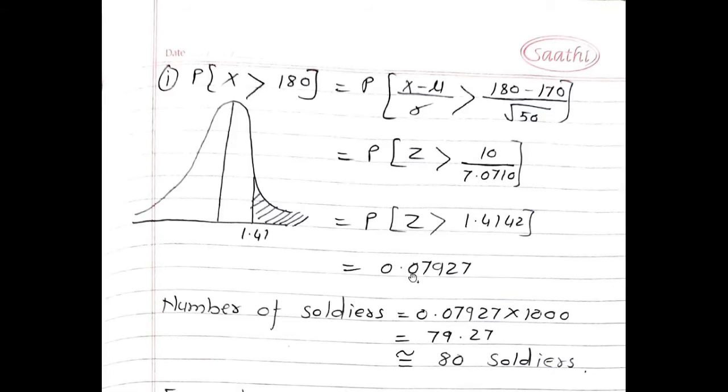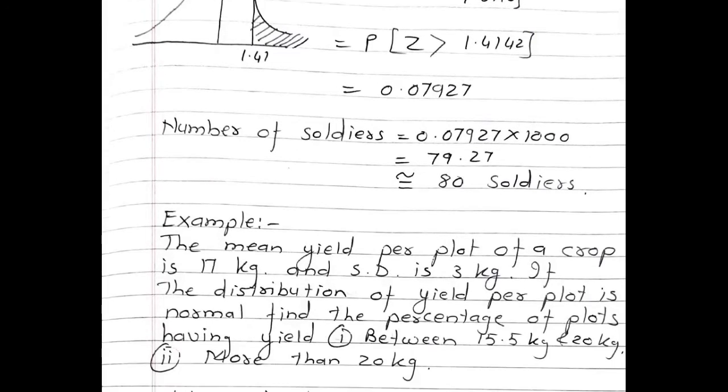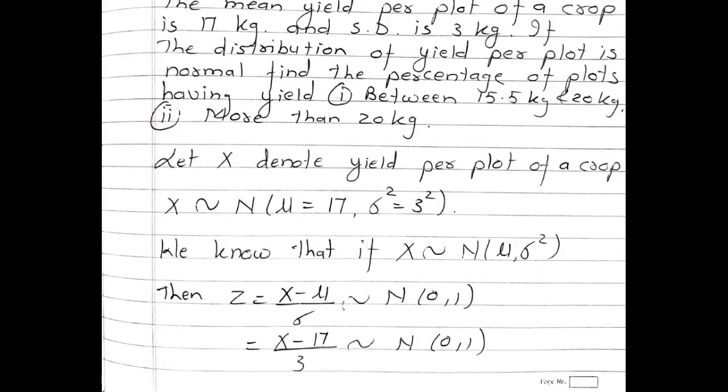So 0.079270. But actually we want the number of soldiers. So we will multiply the probability by 1000 because the total soldiers available are 1000. So the number of soldiers is equal to 0.07927 into 1000, which is equal to 79.27. So approximately 80 soldiers. In the second part, no, this is the only part we have. Next example.